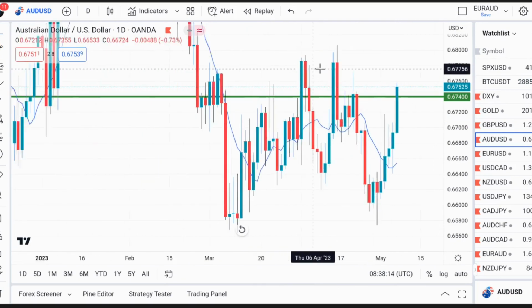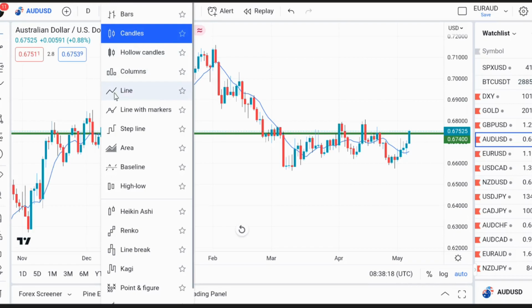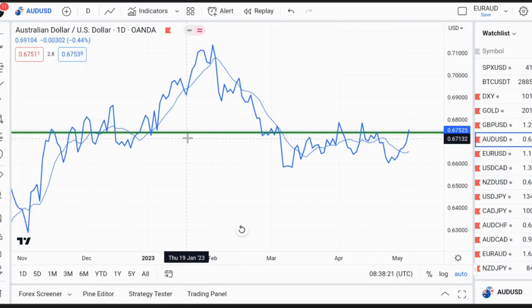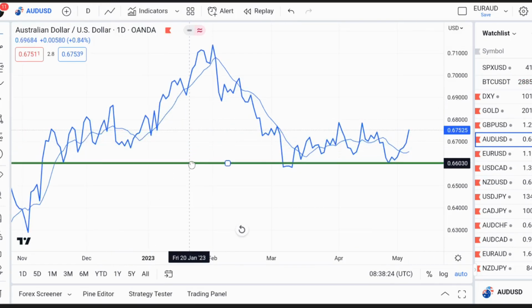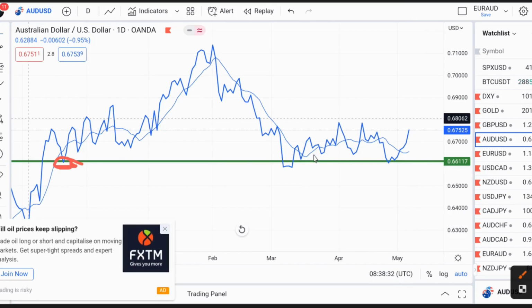So the next pair we want to check is AUD/USD. Let's zoom in so that you can see it clearly. So let's use the line chart. This is the line chart, so it indicates that actually we are in an uptrend right there. So after it rejects this level, and this is the third time it's rejecting that particular level.